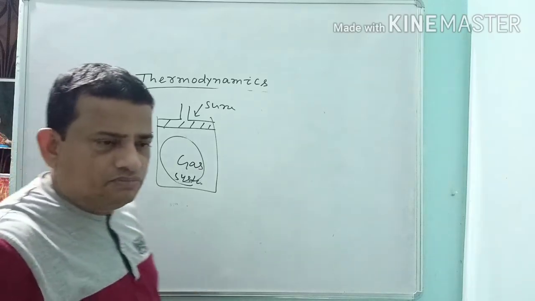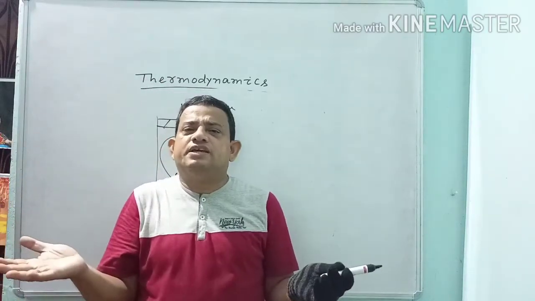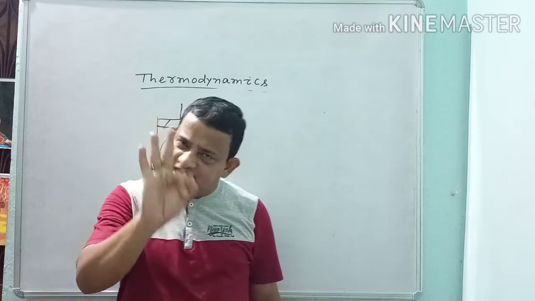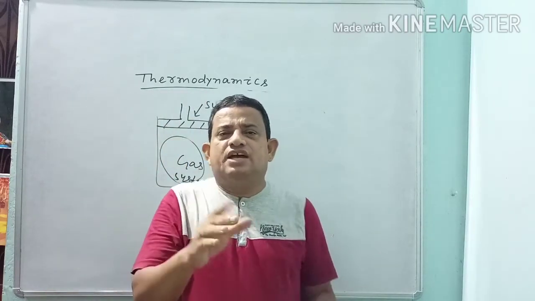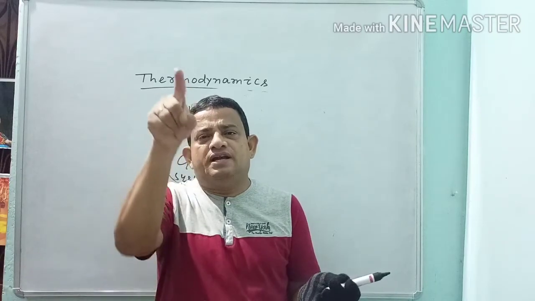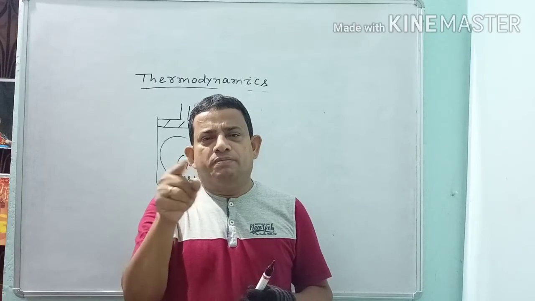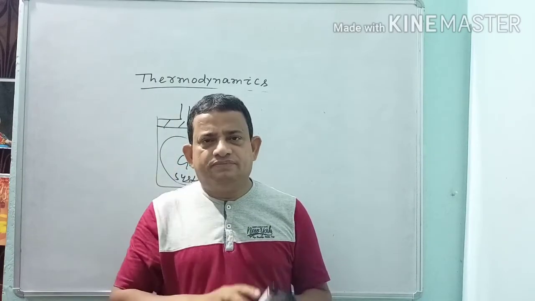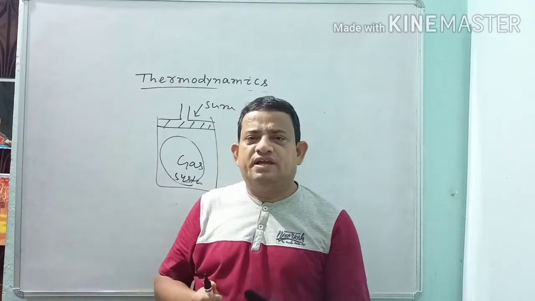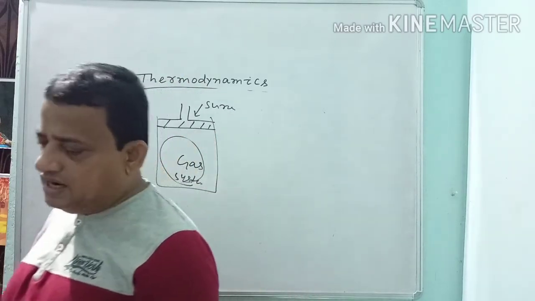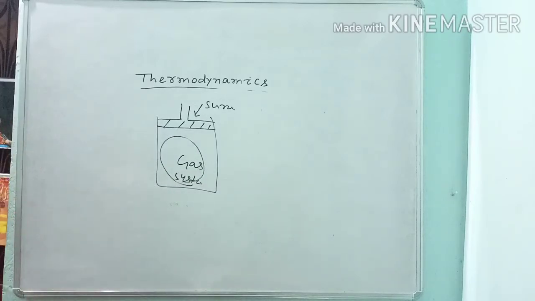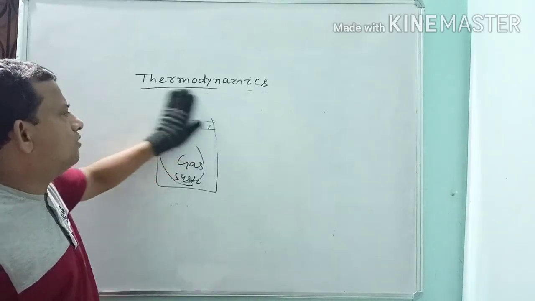So for a system to be in thermodynamic equilibrium, three conditions must be satisfied. One, there should be no unbalanced force between system and surrounding. Two, the same temperature should be maintained between system and surrounding. Three, there is no chemical reaction. So this is your thermodynamic equilibrium. And the last part of this lecture is your zeroth law of thermodynamics.